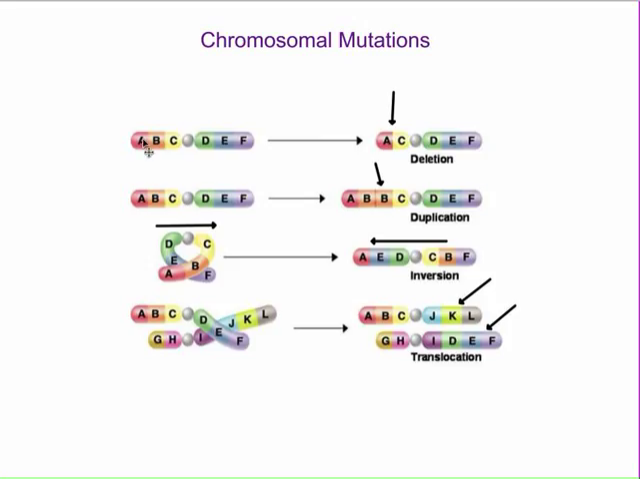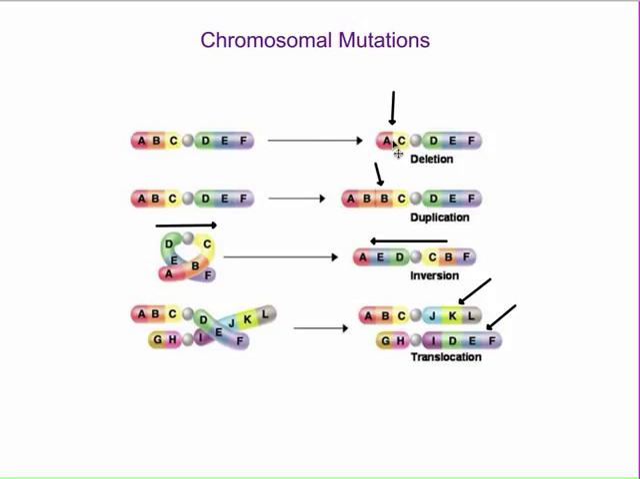Chromosomal mutation. Each of these just signify a section of the chromosome. So section A of the chromosome, section B. Here you can see that section B has been deleted. So we call this a deletion, plain and simple. And the effects of that are negative.